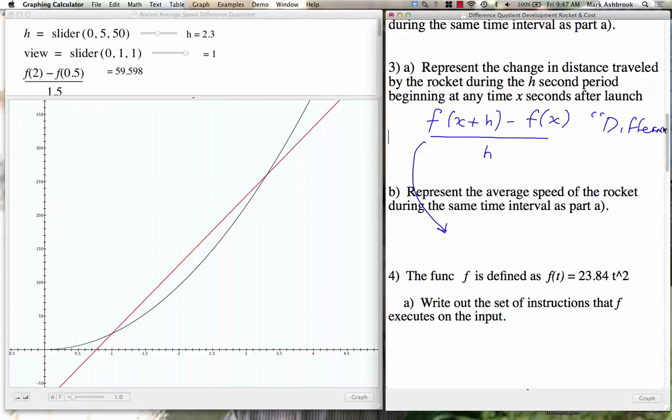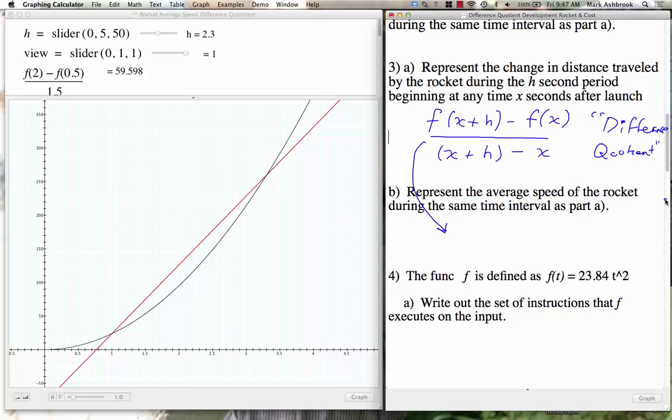Why? Because it's the difference of outputs and the difference of inputs. This is actually x plus h minus x, which we know is h. So you have the difference of outputs, the difference of inputs, and we make a quotient out of that. When you have distance as output and time as input, what does the difference quotient represent? What value will you get from that difference quotient?